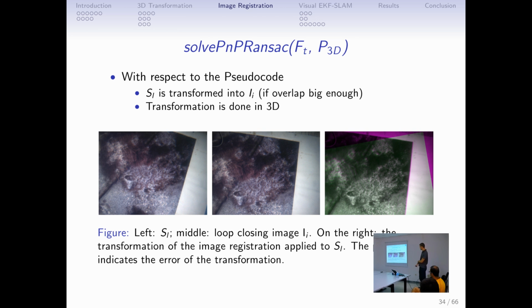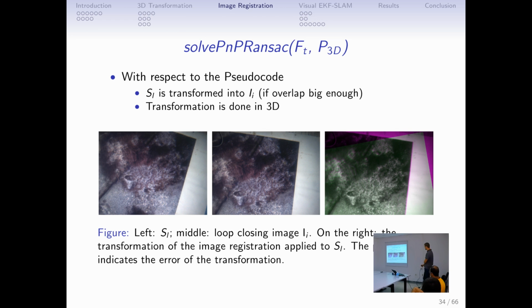Here's one example. On the left side, we see the left image of our stereo image system. In the middle, we see the potential loop closing candidate. So we have a certain amount of matchings between each other. Now we apply solvePnP RANSAC, and the result can be seen here. SolvePnP RANSAC provides us with a 3D transformation, which is transforming this image onto this image, as can be seen here. All the areas unequal to purple are perfectly matching each other.